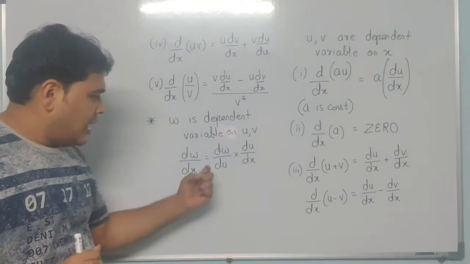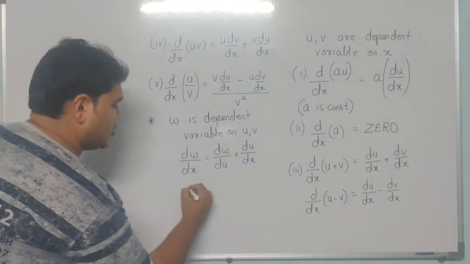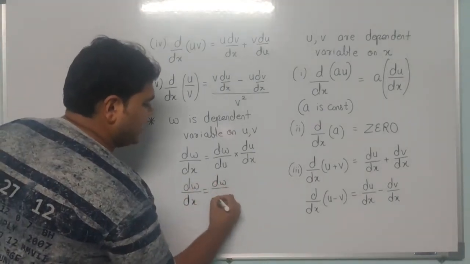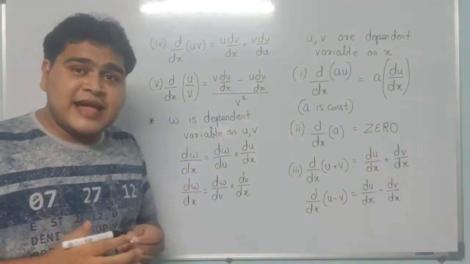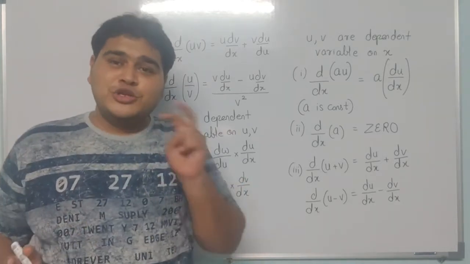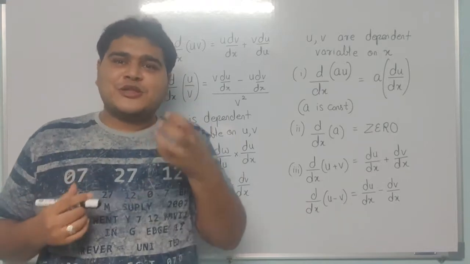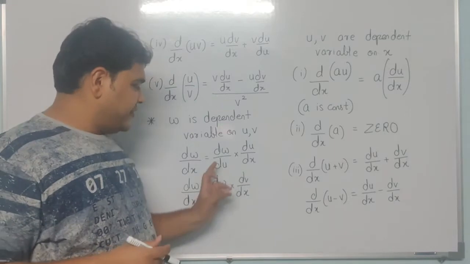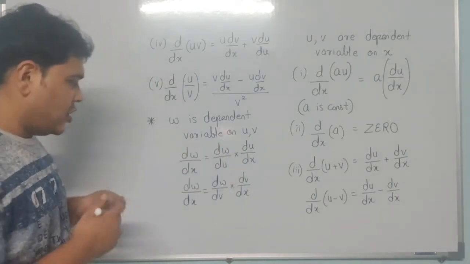Either you can do this because it's dependent on u, or you can also have dw by dx to be dw by dv into dv by dx. But guys, never try and do this with du over here and dv over here. You can't do that, because u and v are not dependent on each other. So you cannot do that. But if you're taking u over here, you have to take u over here also. This is called the chain rule.